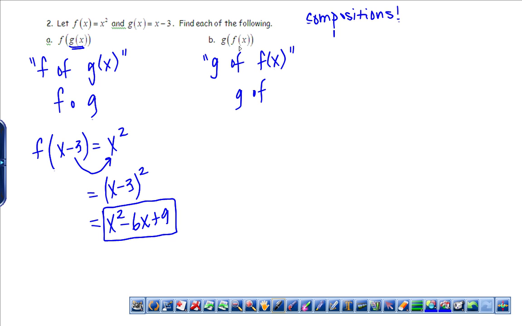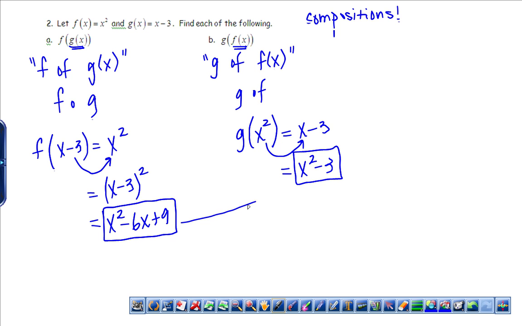On this one, I'm going to go from the inside, my g of f of x. Replace my f of x inside. So I'm going to have a g, put your f of x inside, so that would be x squared. Now bring my g of x down. So my g of x is x minus 3, and I'm going to replace that. So I have x squared minus 3, and I can't do anything with that.